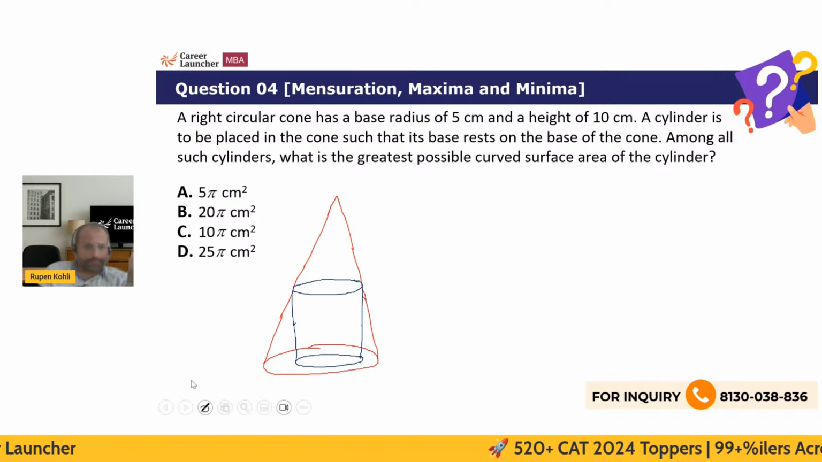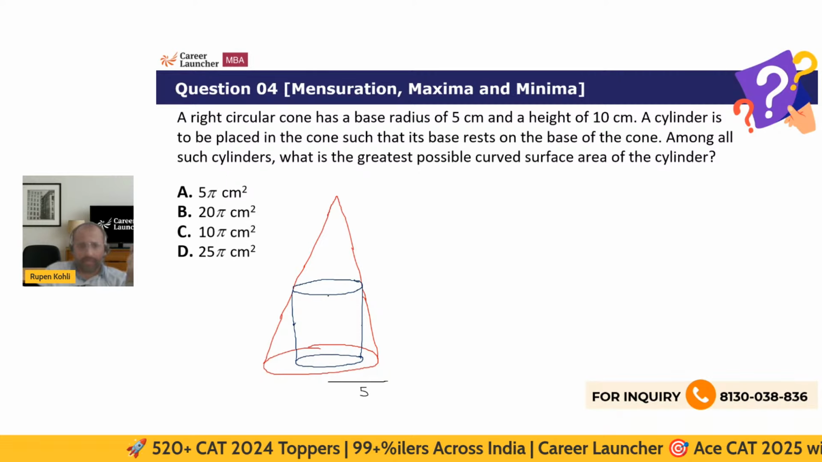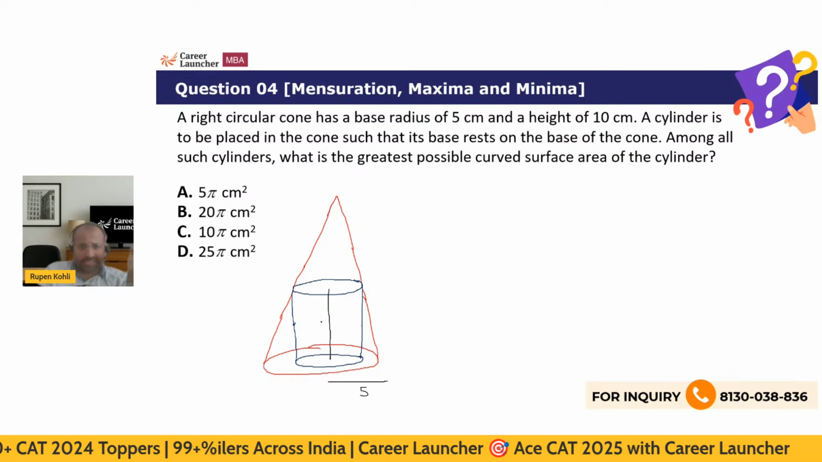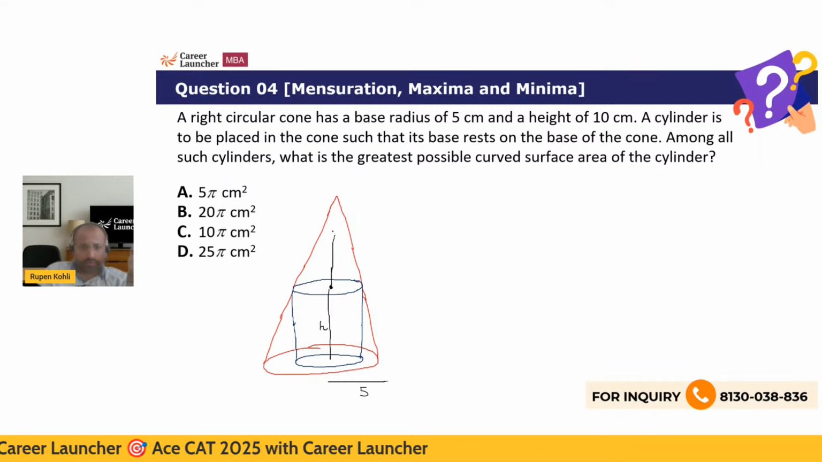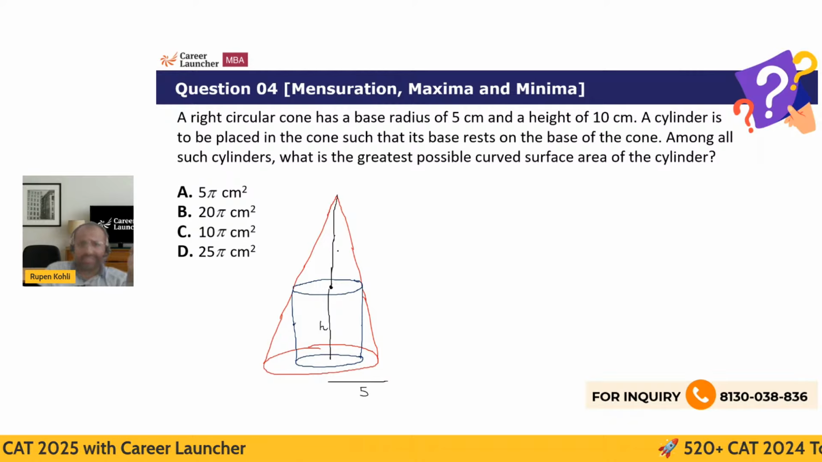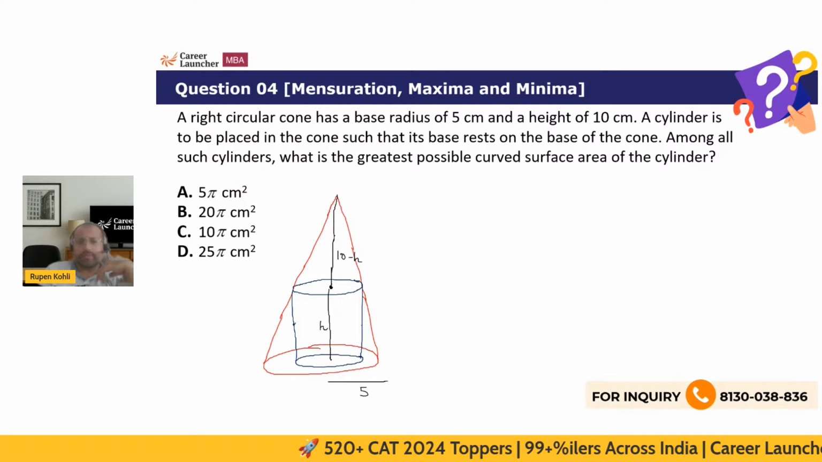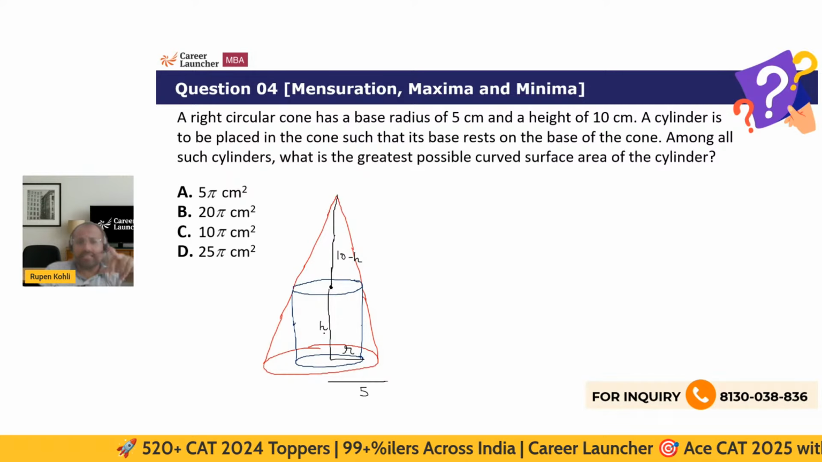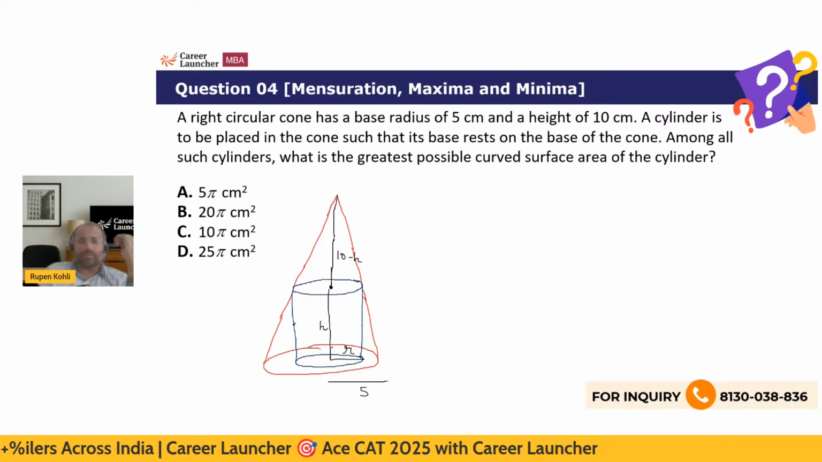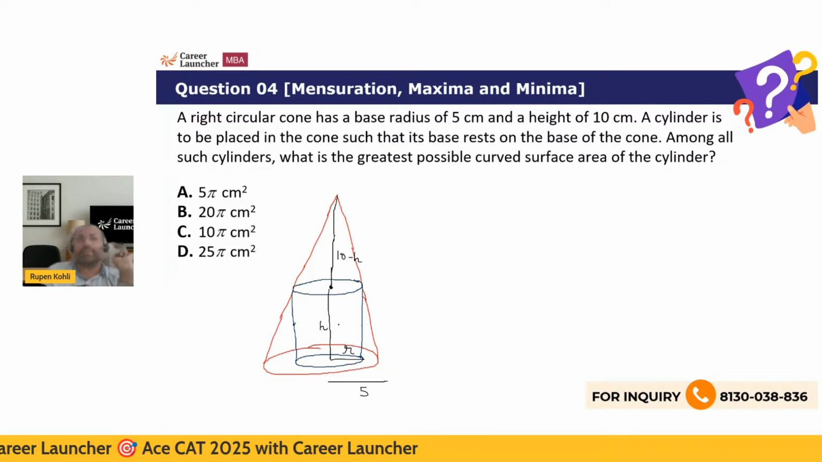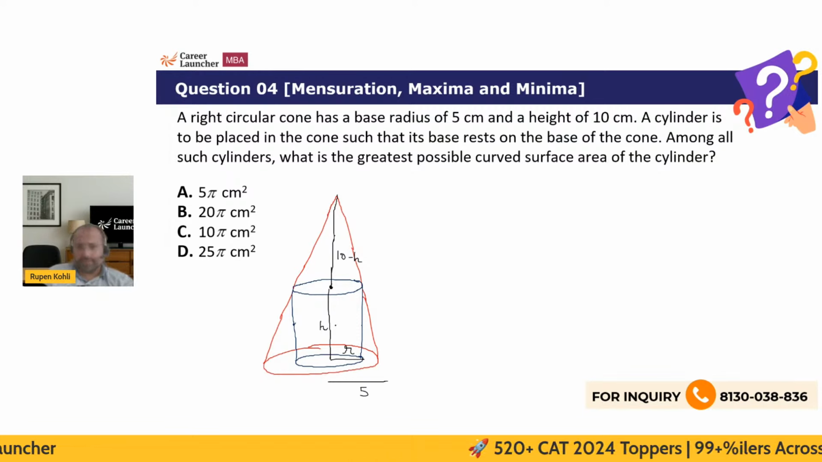Okay, so this radius is 5. This total height is 10. Let's say this much height of the cylinder is h. So from the top of the cylinder to the top of the cone, this distance is the remaining 10 minus h. Now you can understand that we need to identify the radius and the height of the cylinder. Right now it looks like the radius and height of the cylinder are two independent variables, but we should be able to get some relation and define one variable in terms of the other, right?